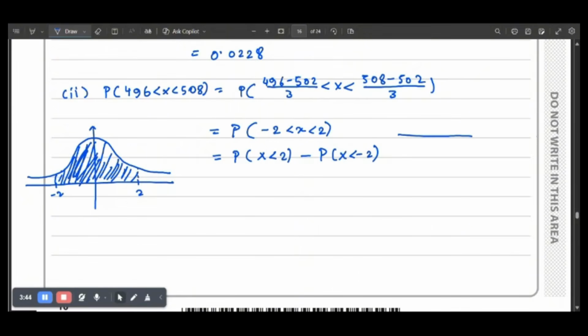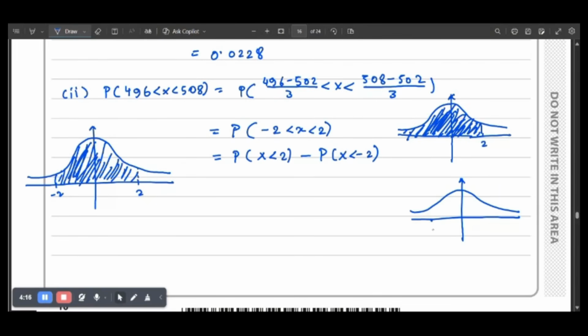If we take the standard deviation, we can see that the probability where x is less than 2 gives us the probability of the whole function before 2. It gives us area. And then if we separate x equals minus 2, this area, from it, it gives us our required area. That is what is given here.